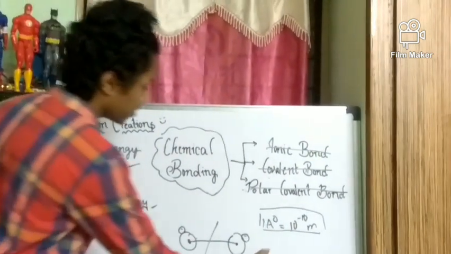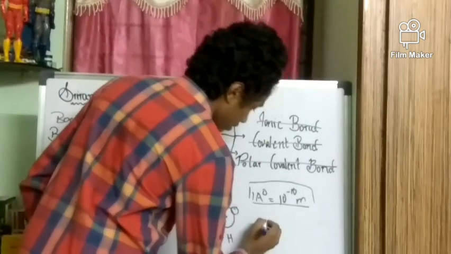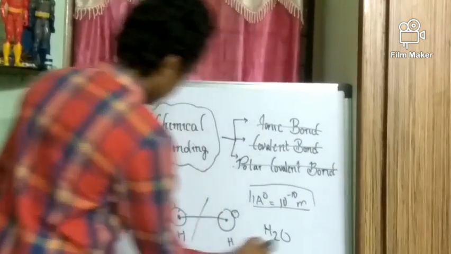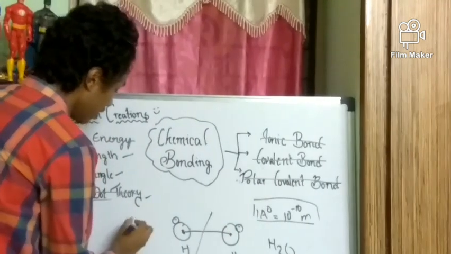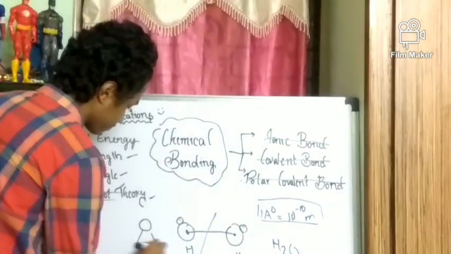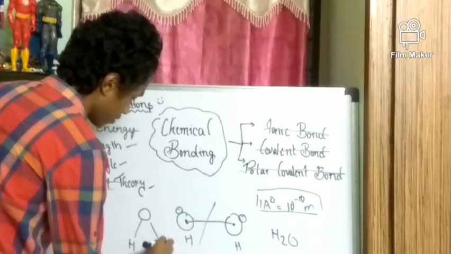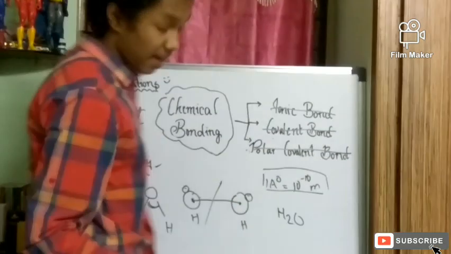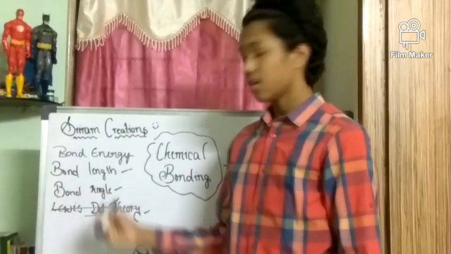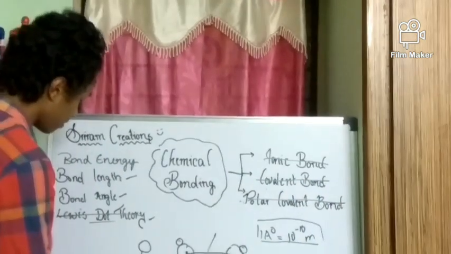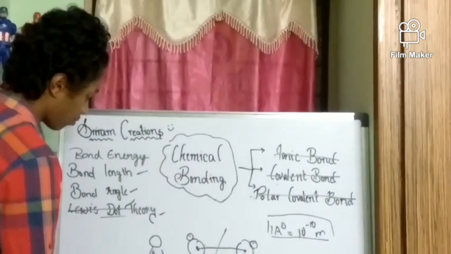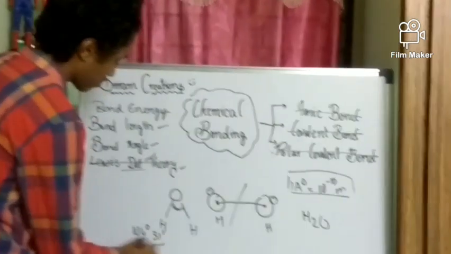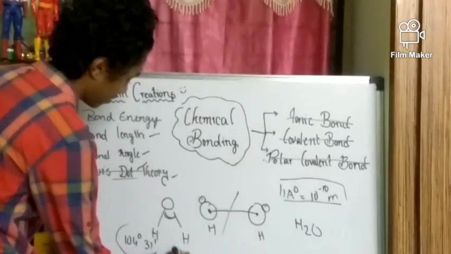And coming to the bond angle. For example, you take the molecule H2O. What is this thing over here? This is the structure of it, right? You can see an angle present here, right? That angle is the bond angle. Now, generally for this molecule, it is 104 degrees 31 minutes, or approximately 105 degrees.